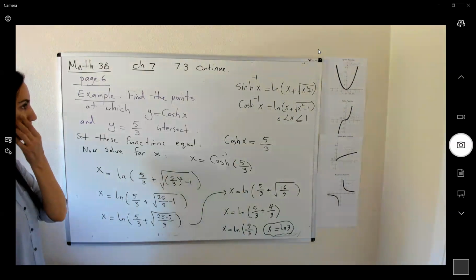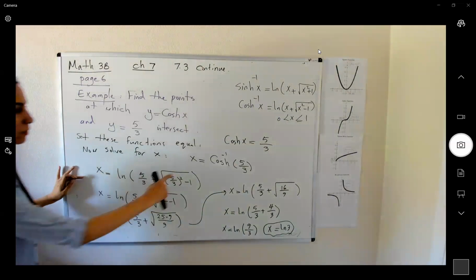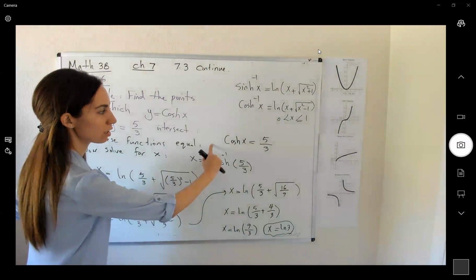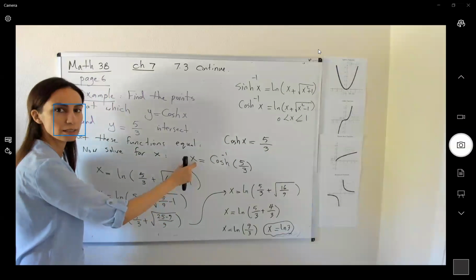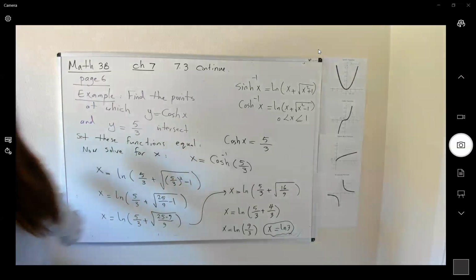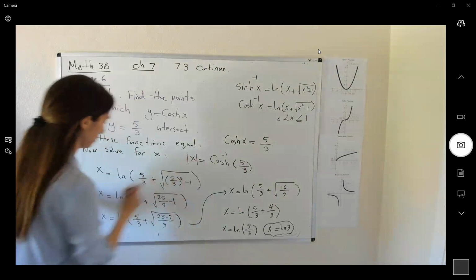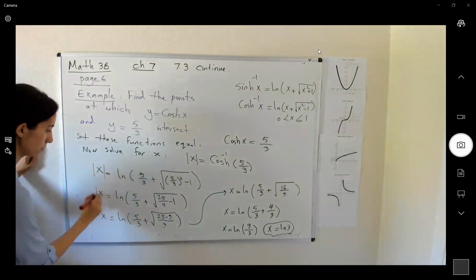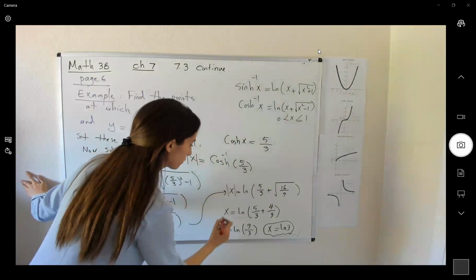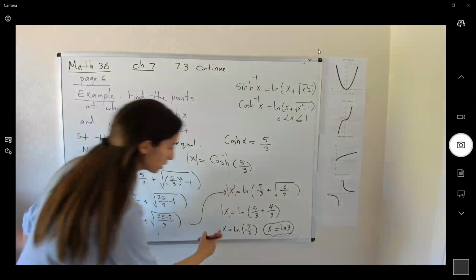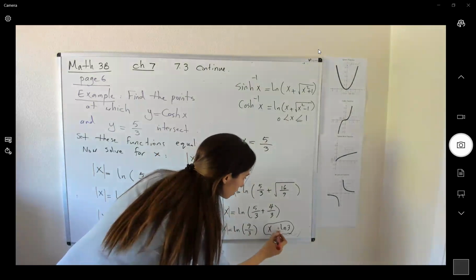Okay. So when we take the inverse of hyperbolic cosine, we have to put x inside absolute value. Therefore, we get two possible solutions for our x, which is plus minus ln of 3.